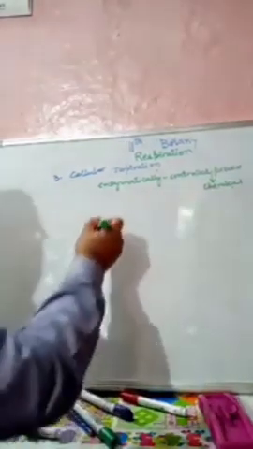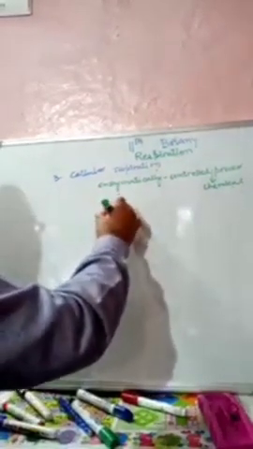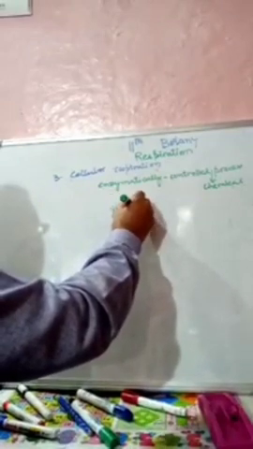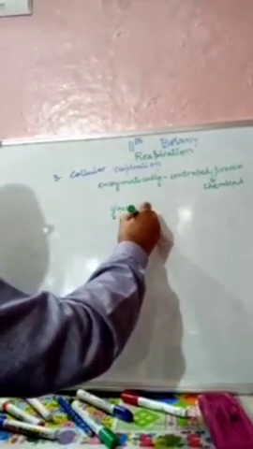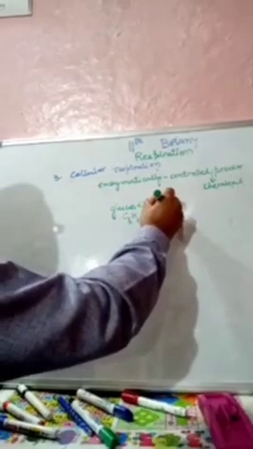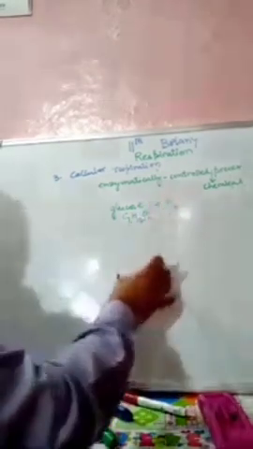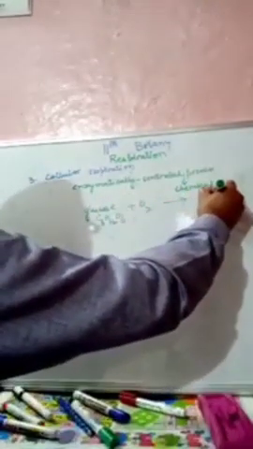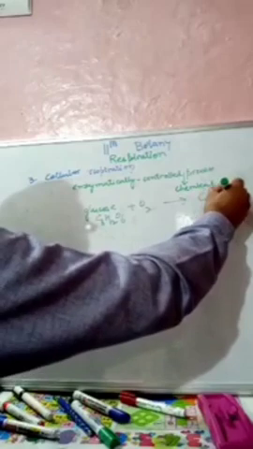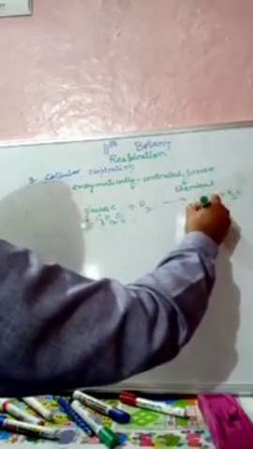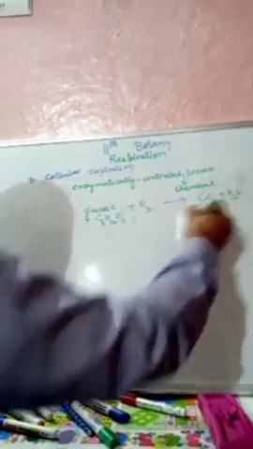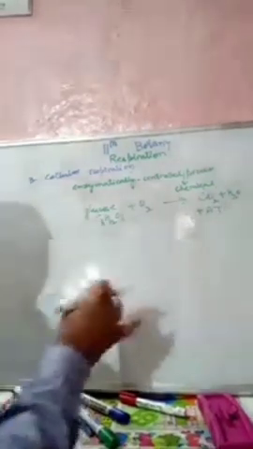Chemical process in which the glucose, simply C6H12O6, is oxidized inside the mitochondria to produce simpler substances, that is carbon dioxide and water, plus energy rich molecules are produced.